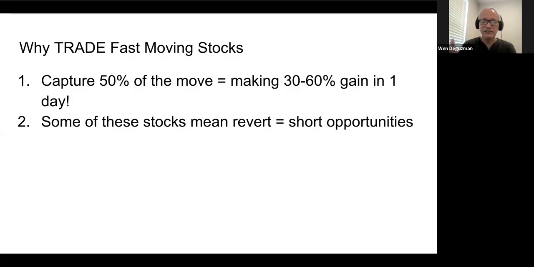It will give your investment portfolio a boost, or if you do day trading, this is the perfect way to day trade. You want a fast moving stock that will give you a high return. And then some of you maybe want to go short. In general, a stock that has gone up 100% or more will do a mean reversion. It will go back to the mean, and therefore that can be a shorting opportunity.